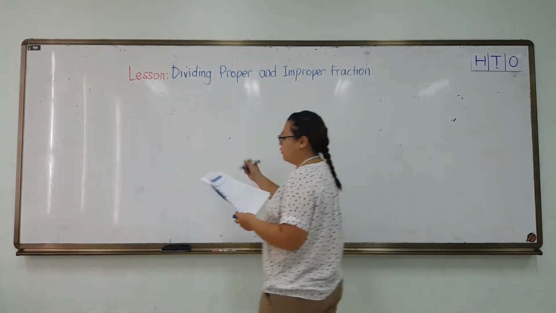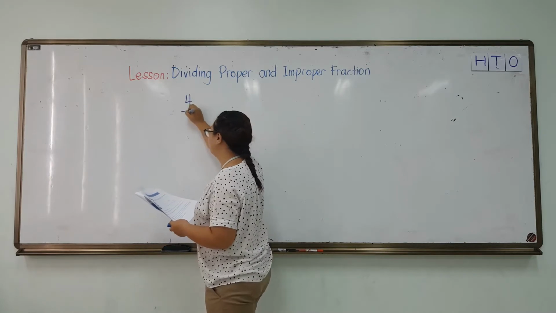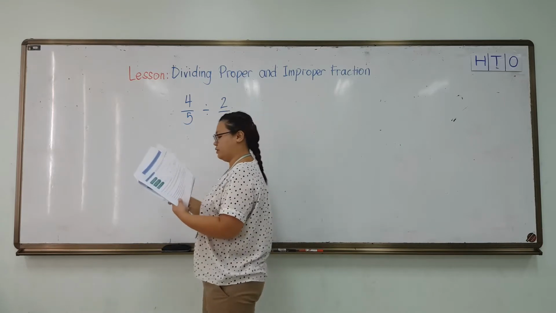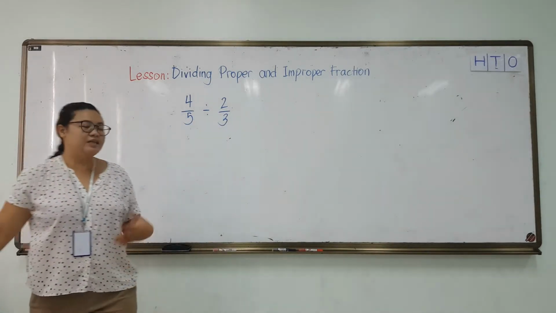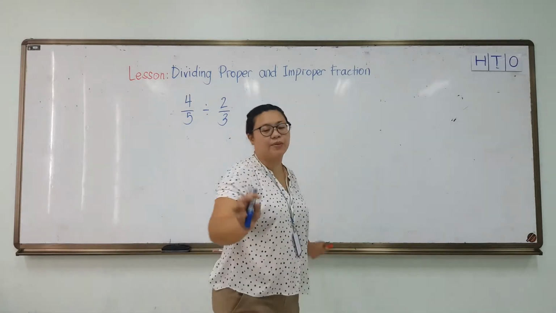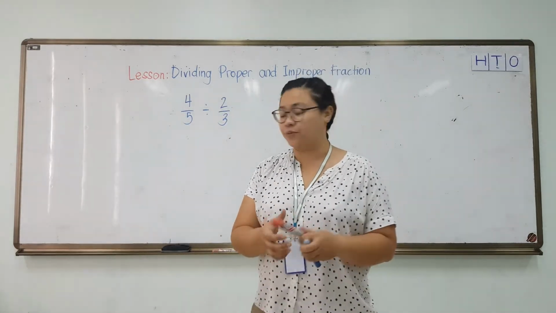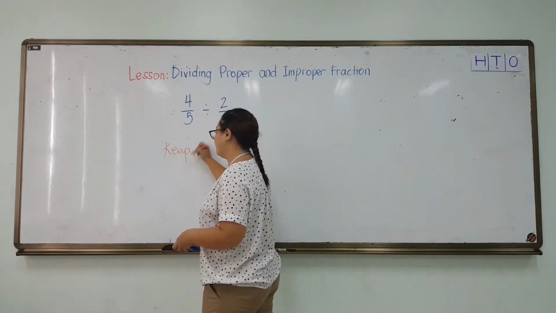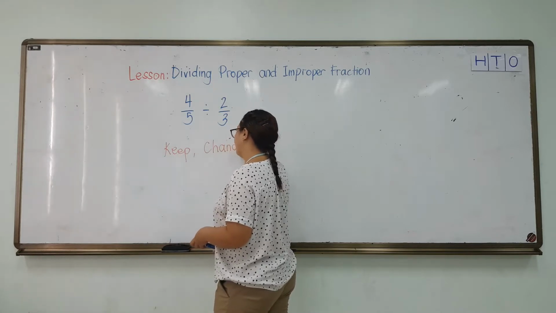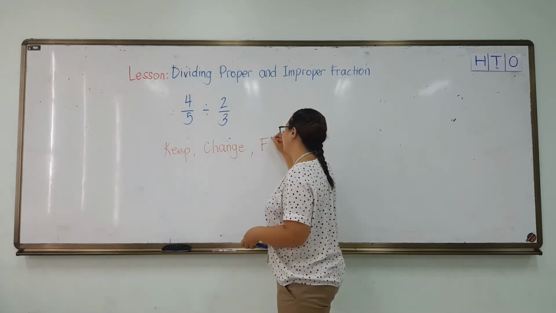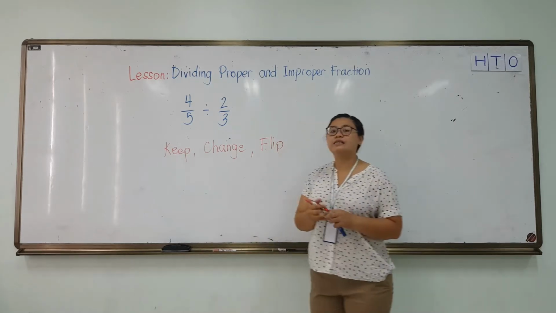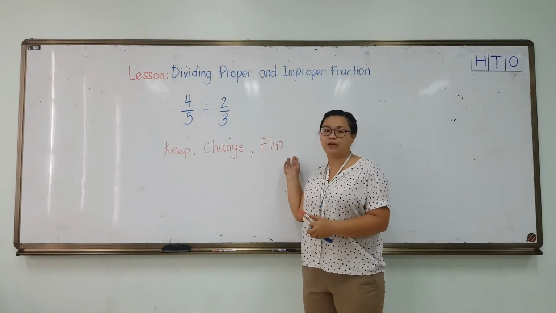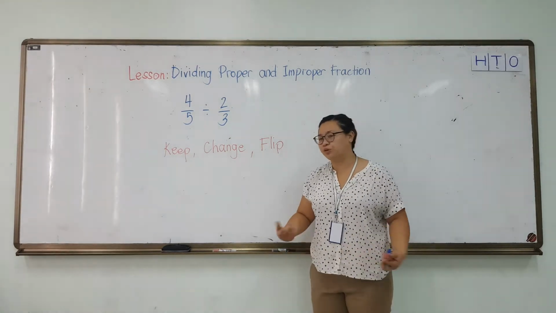Let's have the example 4/5 divided by 2/3. Now, there is this really simple, really easy to remember rule that I will give you. It's called keep, change, and flip. So, this is what you have to remember for dividing fractions. We keep, we change, we flip. What do we keep? What do we change? And what do we flip?